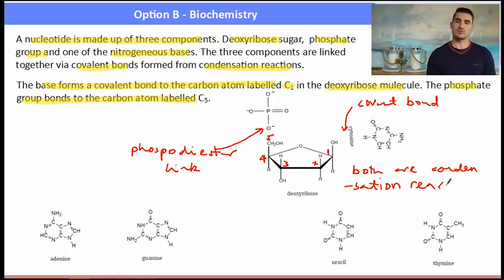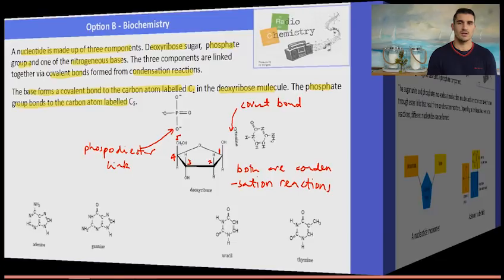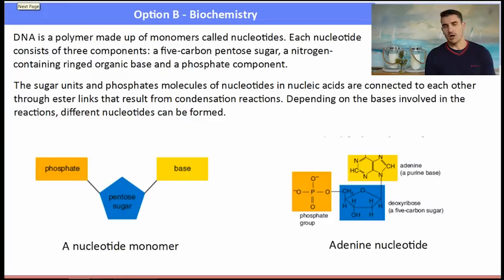All of the other bases would do the same type of reaction. We just have to make sure we get the orientation correct. So DNA is a polymer made up of the nucleotides. We join the nucleotides together to make up DNA. DNA will always consist of our pentose sugar, our nitrogenous base, and our phosphate group.